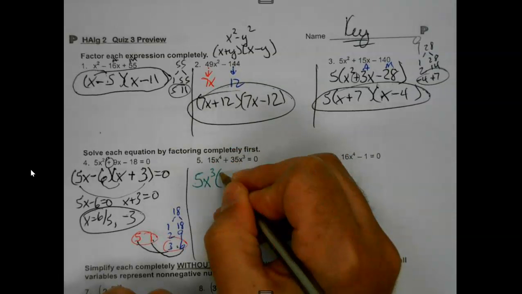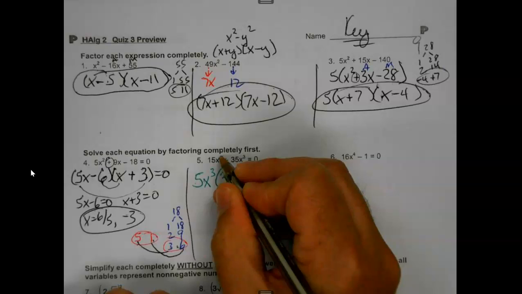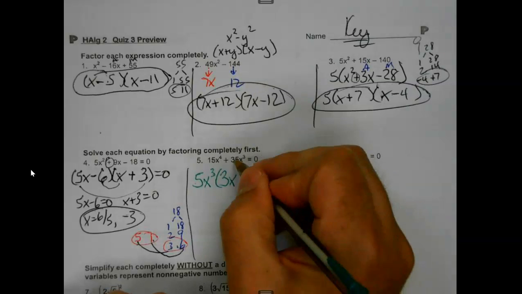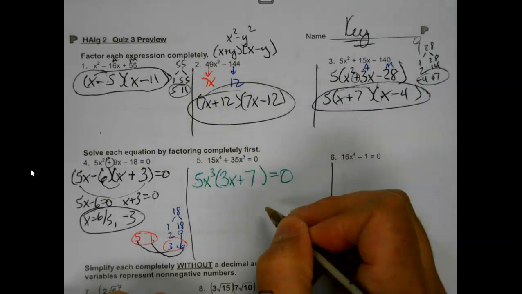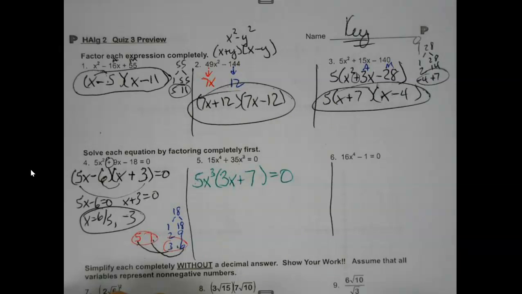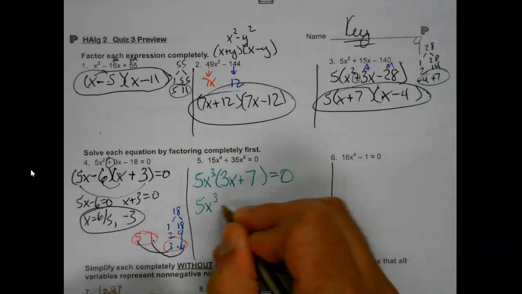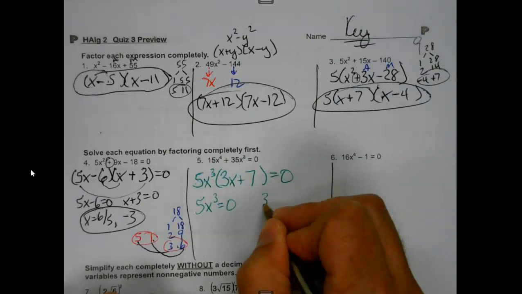15 divided by 5 is 3. 4 minus 3 is 1. Exponent rules. We subtract. 35 divided by 5 is 7. 3 minus 3 is 0. Don't get freaked out by the cube.